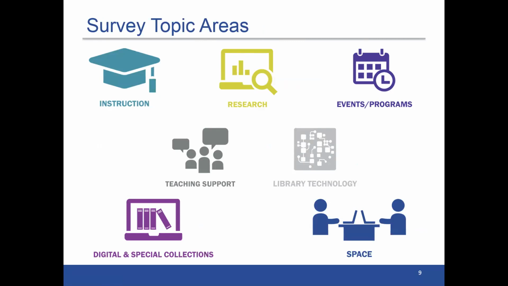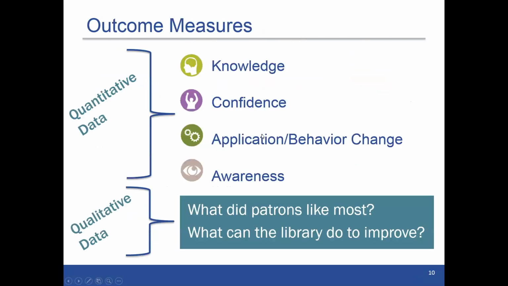So for each of these surveys, you're measuring outcomes in 4 key areas: knowledge, confidence, application or behavior change, and awareness. And you get quantitative data related to all of those. In addition, the standardized surveys all contain 2 open-ended qualitative questions asking what patrons like the most and what the library can do to improve.